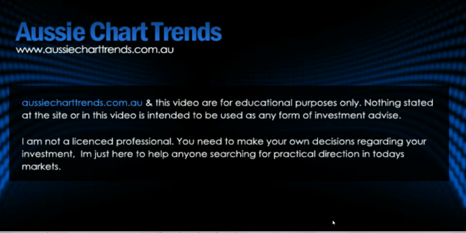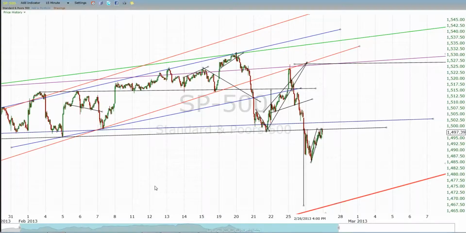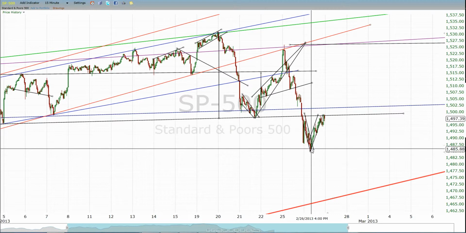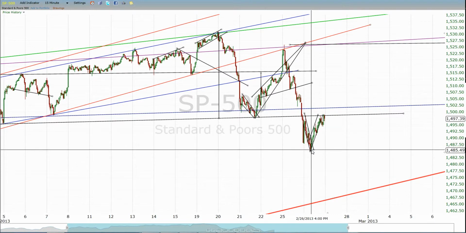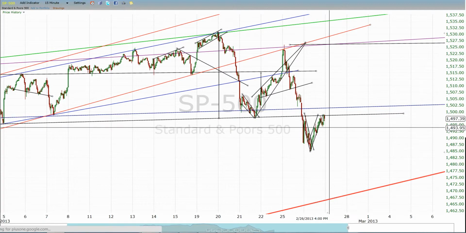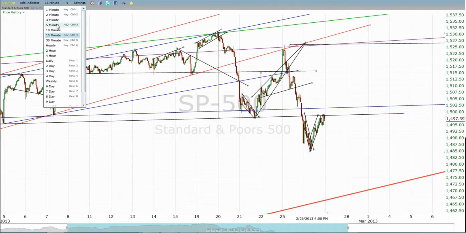Alright guys, so firstly, looking at the S&P500. Looking at a 15-minute chart here, we can see that clearly the S&P500 broke down in last night's trade. We broke that 1497 level, and the S&P broke down fairly violently into the mid-1480s. And then we've seen a recovery up to this neckline. We go to a 5-minute chart and just see what happened in today's action.